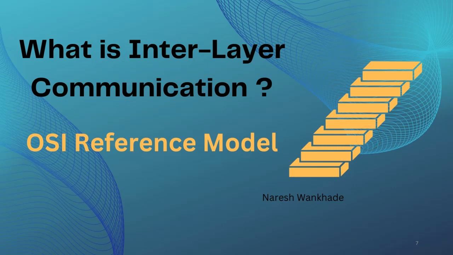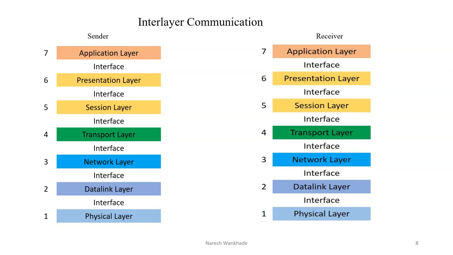Hello friends, in this video lecture, we will see what is interlayer communication associated with OSI reference model. In the last video lecture, we have seen the concept of OSI reference model. OSI reference model has 7 layers, that is application layer, presentation layer, session layer, transport layer, network layer, data link layer, and physical layer, numbered from 1 to 7 in a bottom to top approach.